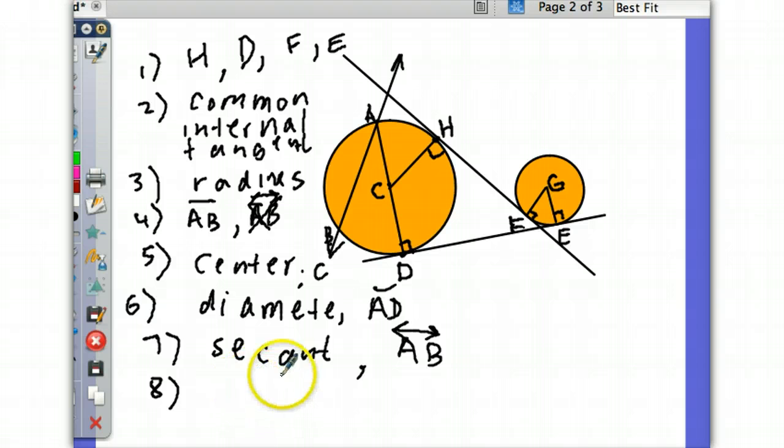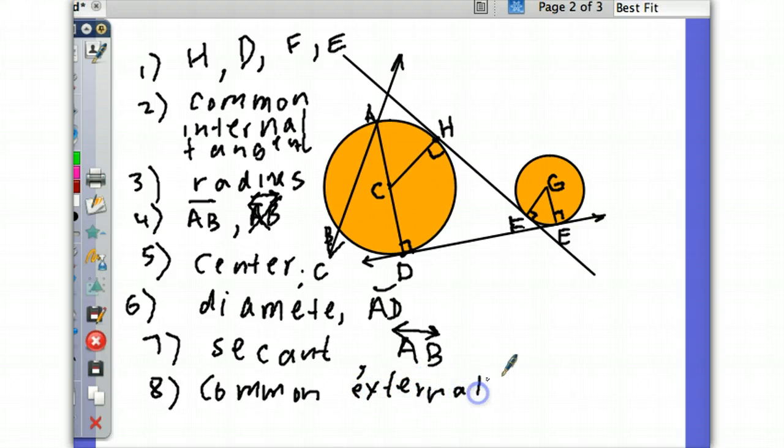Finishing off now, Bridget, the last one would be DE. Line DE. Yeah, what is that? Line DE. Should really have an arrow here. Common external tangent. Yes, now we've got it on the outside. Common external tangent.